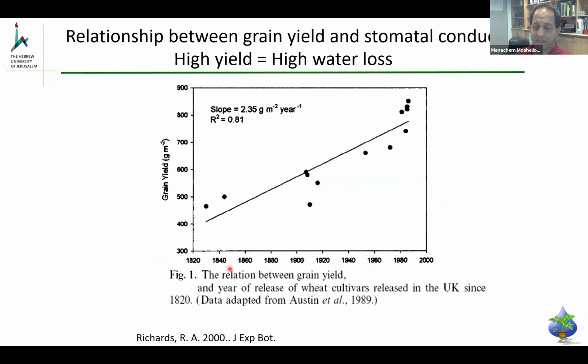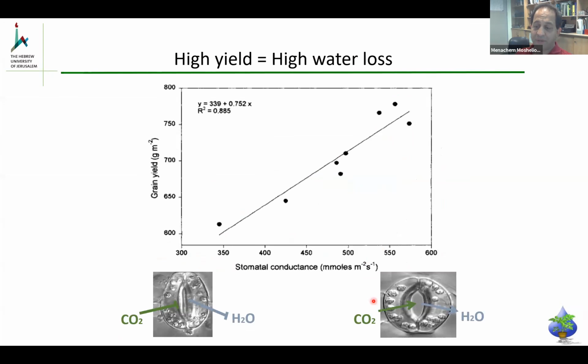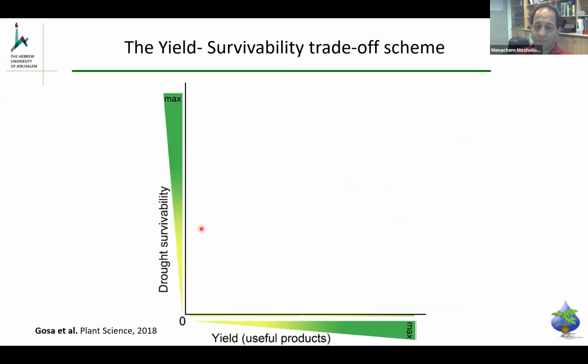We can see this phenomenon in many graphs. I chose one of Richards, a very famous Australian researcher. He showed the release of wheat cultivars to the market. You can see nice improvement of the grain yield on the x-axis and the year of release. But when Richards took the same plants and this time measured the stomatal conductance, he got an even steeper slope. So the plants that transpire more also produce more.